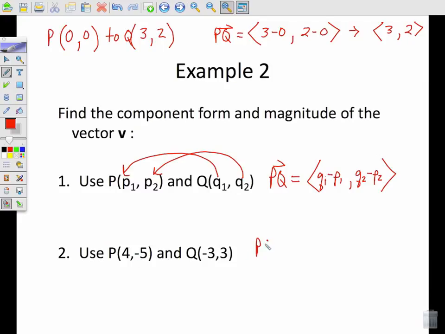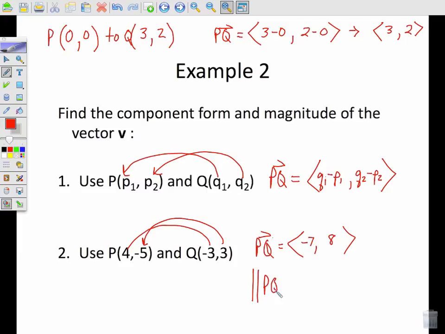All right, now magnitude. So let's find the component form of this vector pq. So negative 3 minus 4 is negative 7. And 3 minus negative 5 is 8. There's your component form. Now the magnitude.